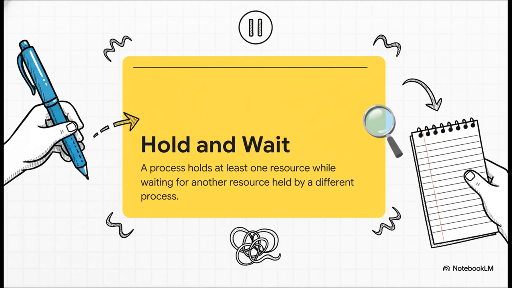Next is hold and wait. Imagine this. You have a pen in your hand, but you need some paper to write on. But someone else is using all the paper. So what are you doing? You're holding the pen while you wait for the paper. A process does the exact same thing. It holds on tight to at least one resource while it waits for another one to become available.